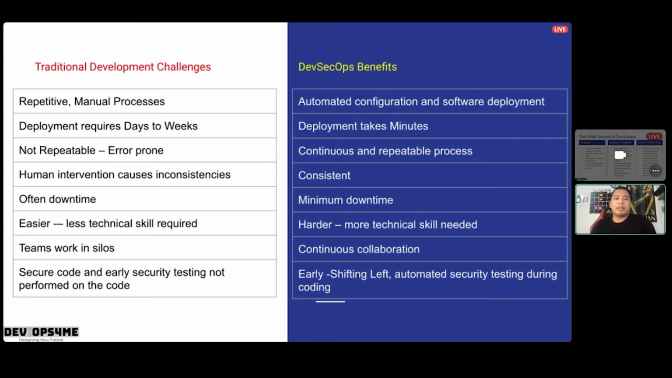In traditional development, we don't have secure code or early security testing in development. Whenever we shift left in the DevSecOps setup, we are always doing security testing from the start until the end of the process.